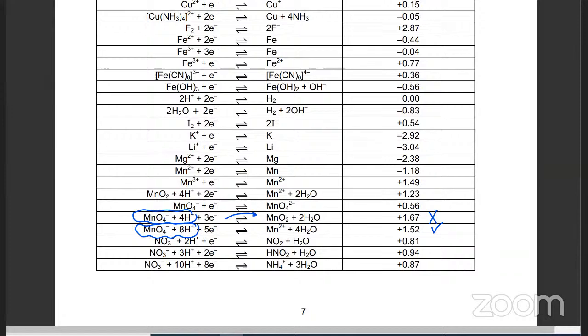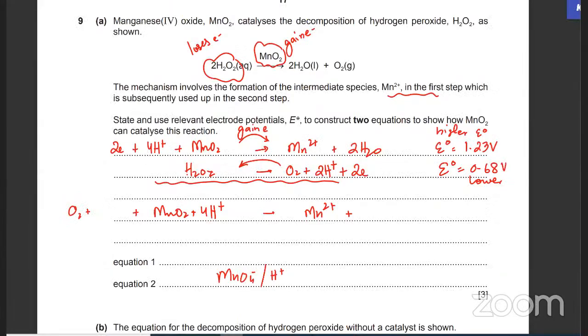Okay. So again, coming back to this question, I've got the reactant 4H+ and MnO2. The other reactant is O2 plus 2H+.